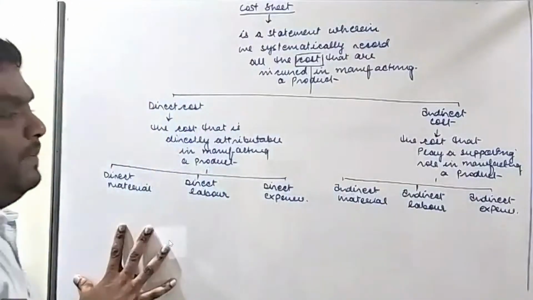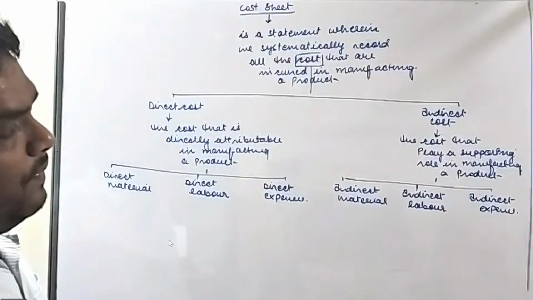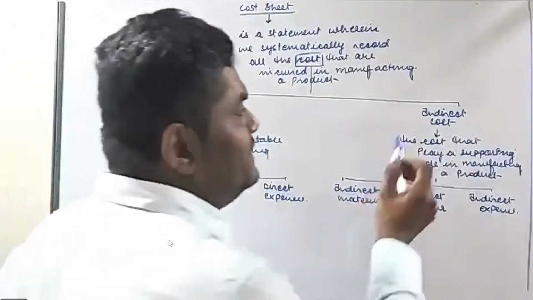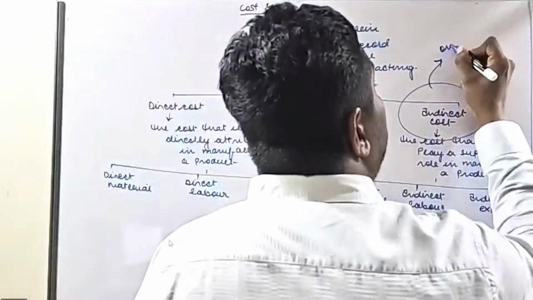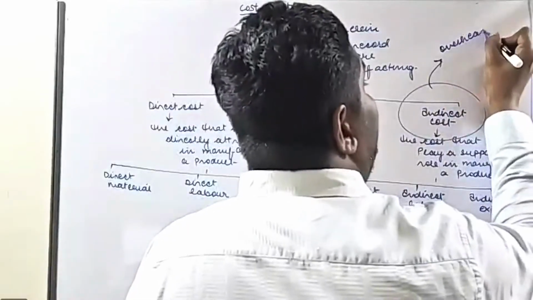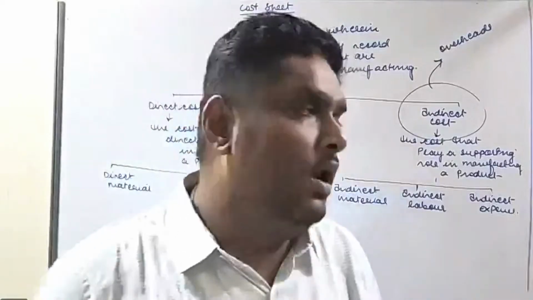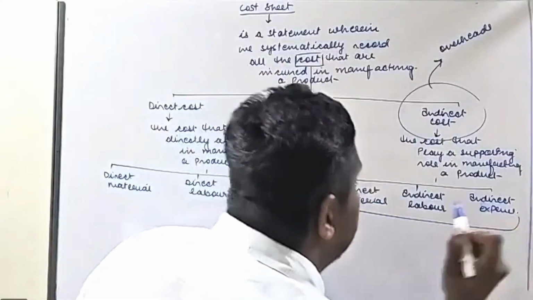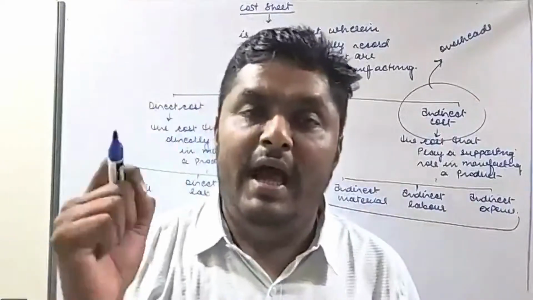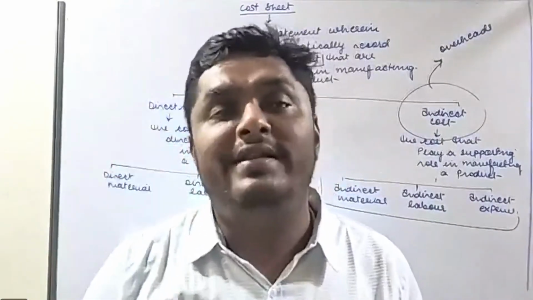So this is all about direct and indirect cost. Now, this indirect cost is what we call as overheads. You guys must have learned overheads. So indirect खर्चे जो भी होते हैं, we call them as overheads. Now, these indirect costs are also incurred at three stages. I repeat again, these indirect costs are also incurred at three stages.